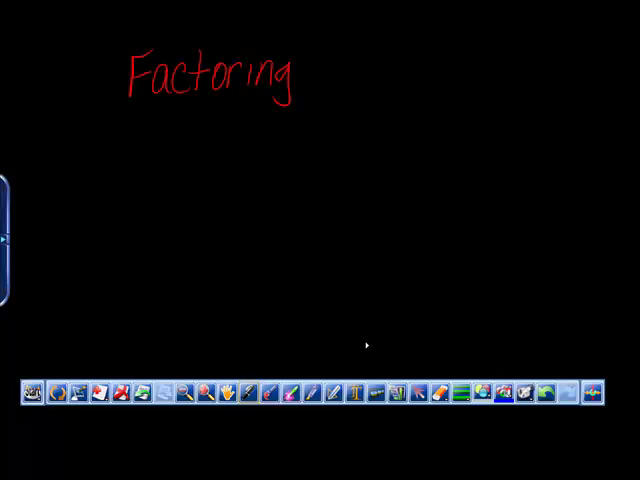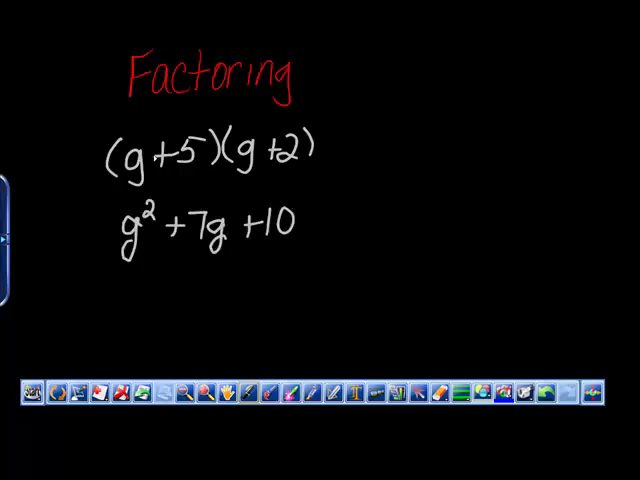This video will take a look at factoring. Previously we looked at how we could take two binomials and multiply them together to get a quadratic. Taking g plus 5 times g plus 2, we can apply FOIL to get a quadratic. This quadratic is g squared plus 7g plus 10. Now what we want to do is figure out how do we go from the quadratic back to the two binomials. We do this by something called factoring.